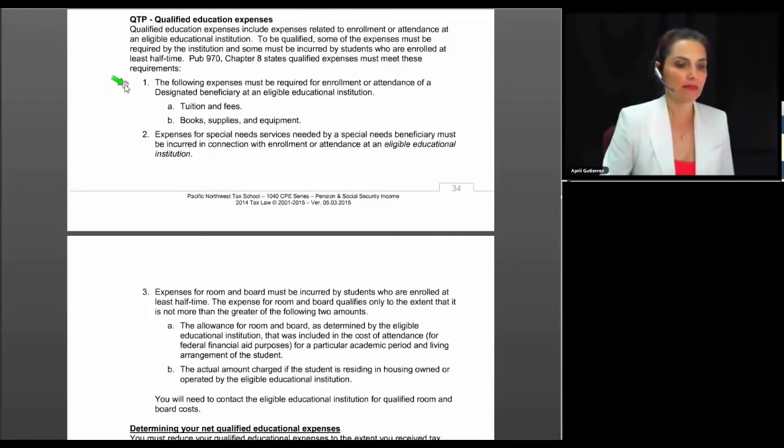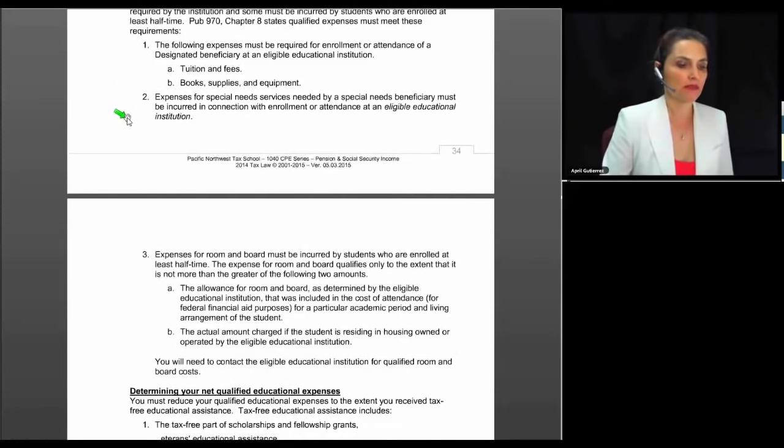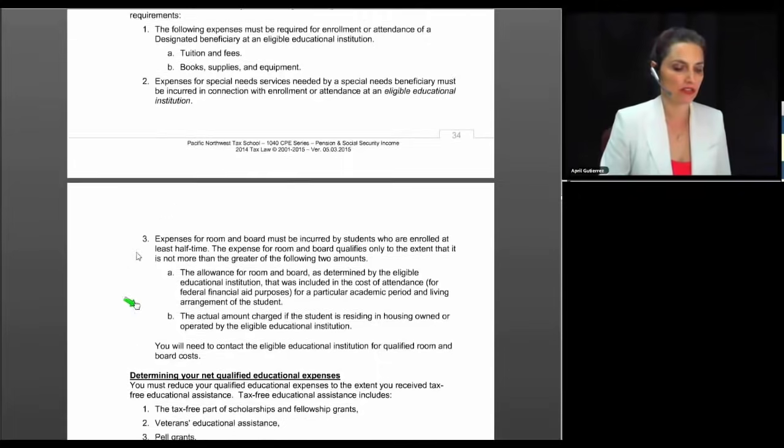Firstly, the following expenses must be required for enrollment or attendance of a designated beneficiary at an eligible educational institution, and that includes tuition and fees as well as books, supplies, and equipment. So they have to be incurring those costs. Expenses for special needs services needed by a special needs beneficiary must be incurred in connection with enrollment or attendance at an eligible educational institution.